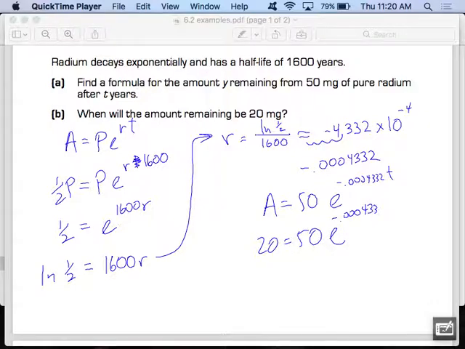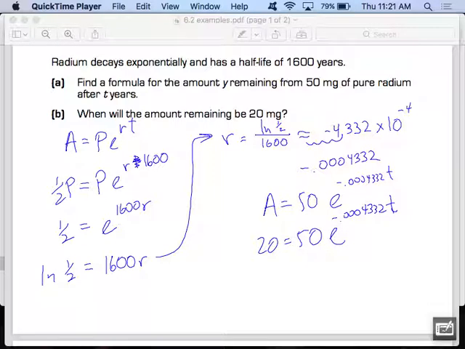Wait, how do you get that? That is more. Because after 1,600 years, we'll have 25, because that's a half-life. You're told the half-life is 1,600 years. So remember, no matter how much you start with, after 1,600 years, you have half of it. And since the problem says 20, we've got to lose more, so it's going to be more than 1,600.